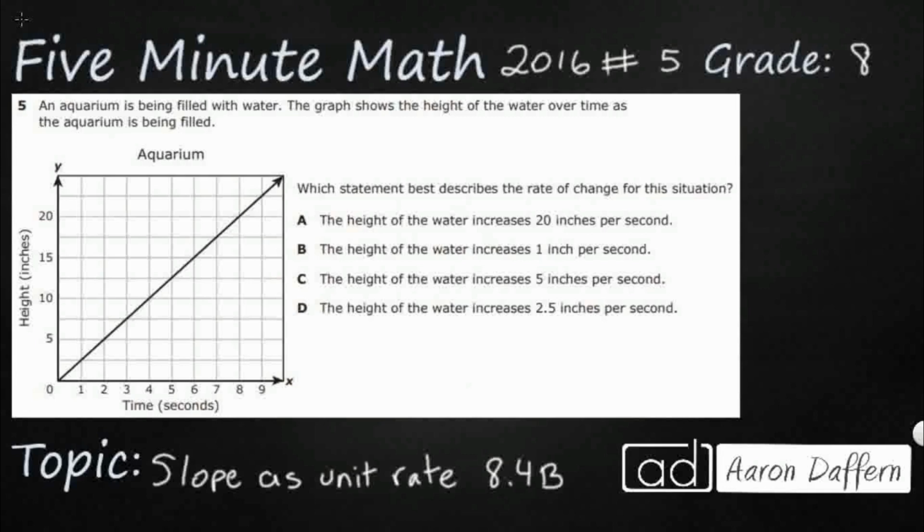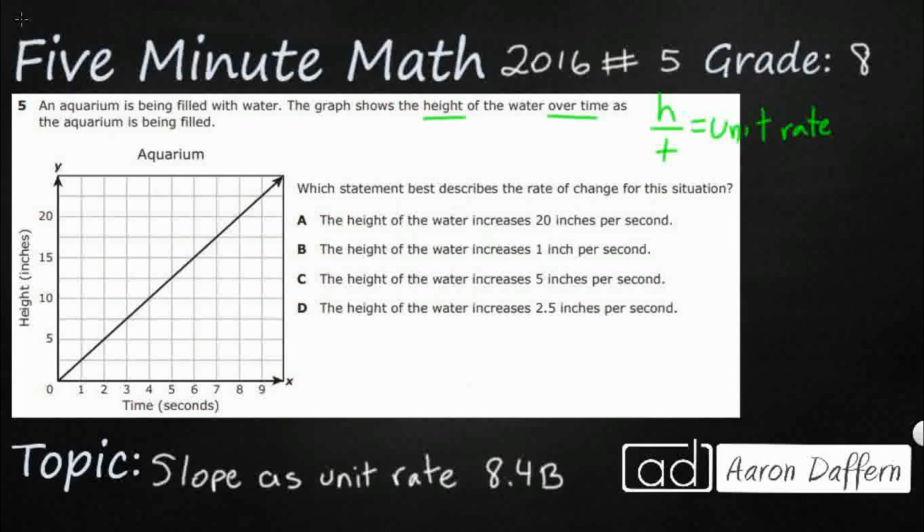All right, so we have an aquarium being filled with water here, and this graph shows the height of the water over time. So height over time. If I can figure out what that's going to be, that's going to get me my unit rate, or my rate of change. And so we need to find the statement that best describes the rate of change.